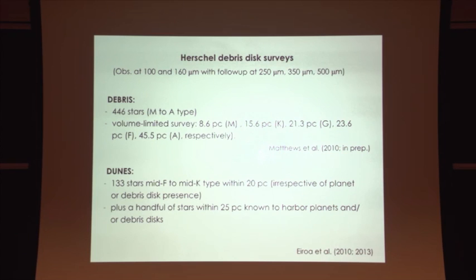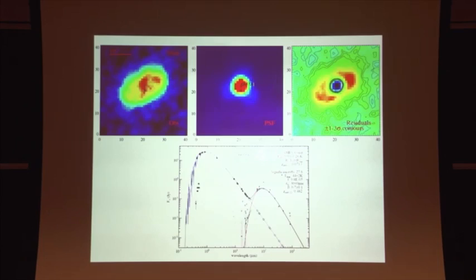And then DUNES is looking at 133 stars, generally solar type, and is complete within 20 parsecs, although they are excluding objects that are in regions with high infrared background. And then they added a bunch of stars known to have either debris disks or planets. But I excluded this because this will bias the sample, right? And this is how the observations look.